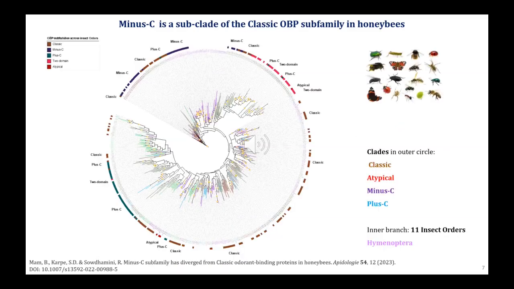To gain evolutionary perspective on insect OBPs, we constructed a phylogeny of insect OBPs from 11 orders from representative insect species. Interestingly, all the other classic OBPs clustered distinctly in a clade corresponding to the insect classic subfamily. However, Apis florea OBP 13 clusters closely with the -C group in a distinct subclade with high confidence.